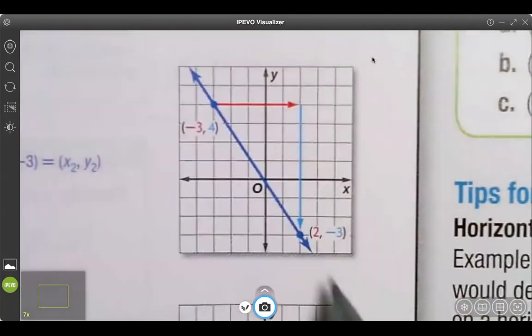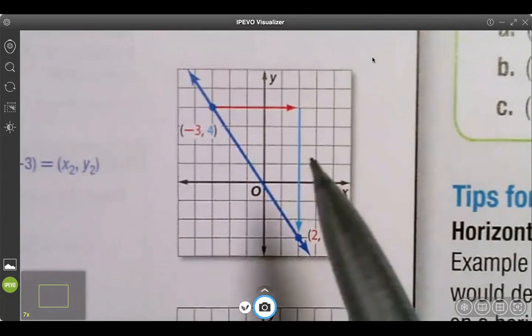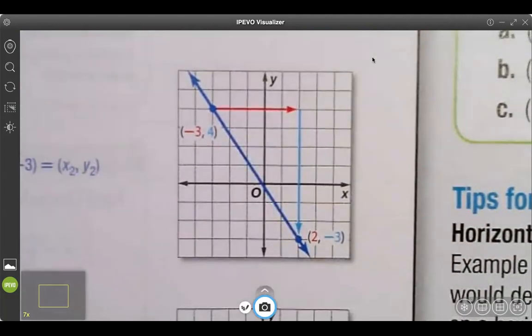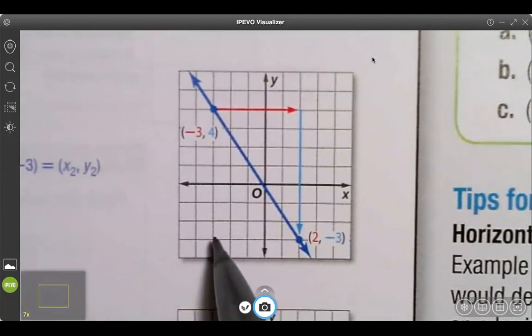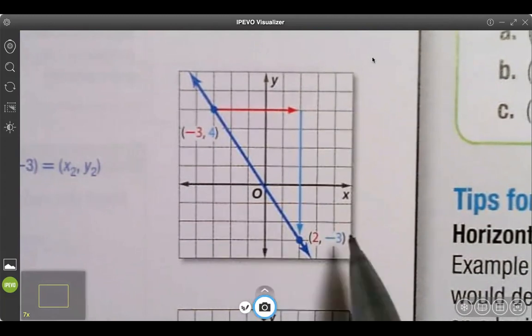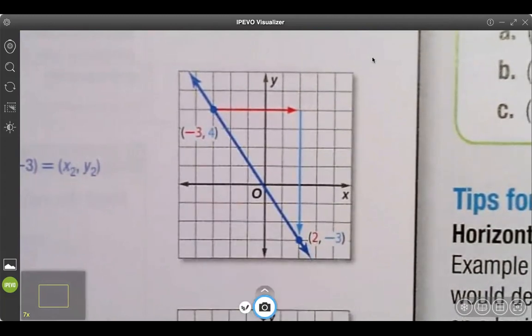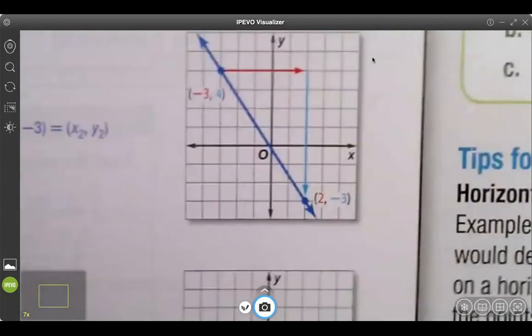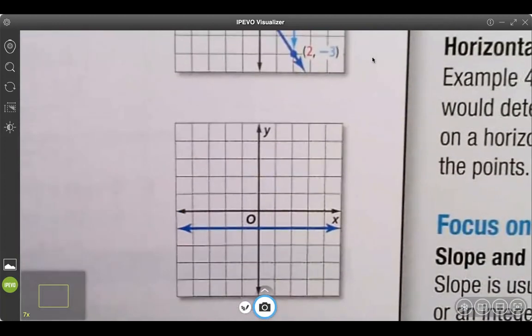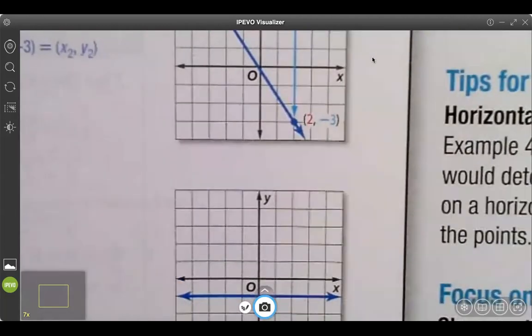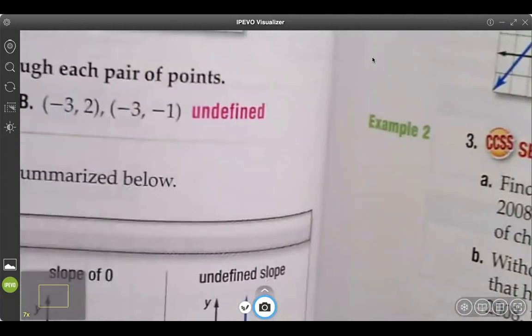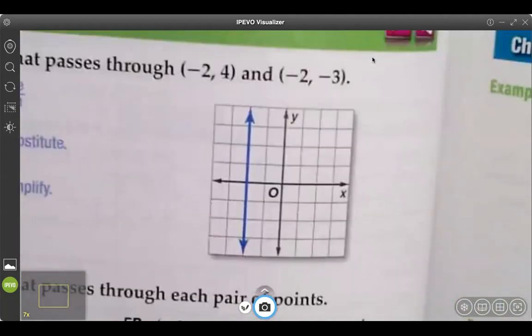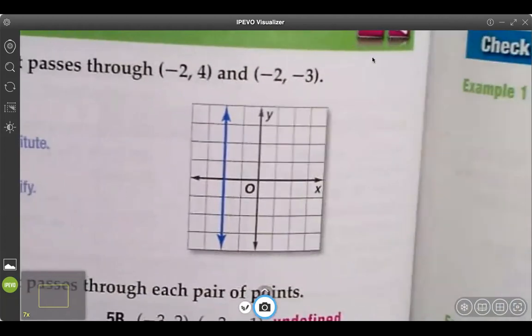Here I have a negative slope, and I'm going down 7, and then I'm going to the right 5, so I have a slope of -7/5. We'll talk more about those numbers later. Here I have a 0 slope, and one more time, the straight up and down line would be an undefined slope.